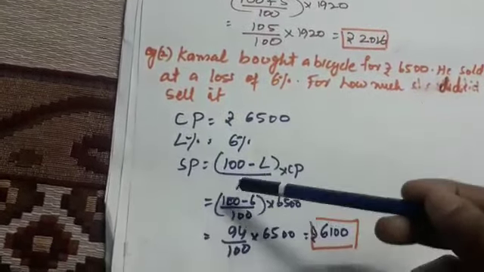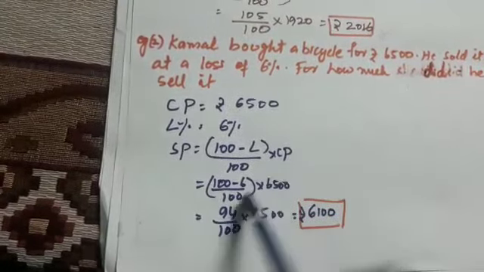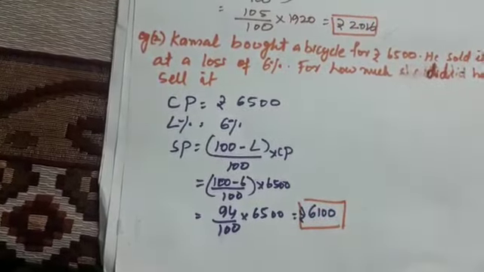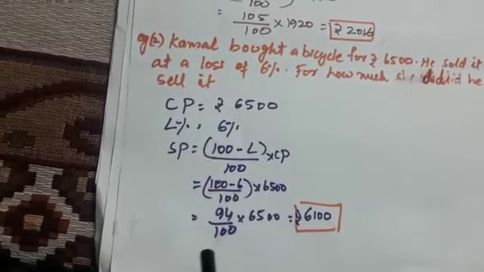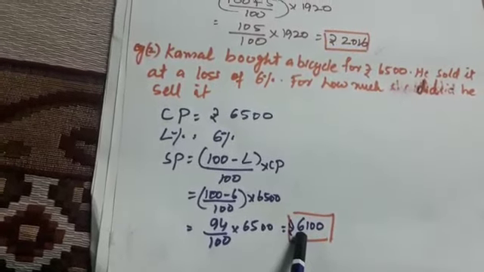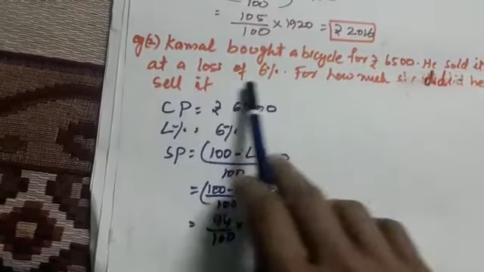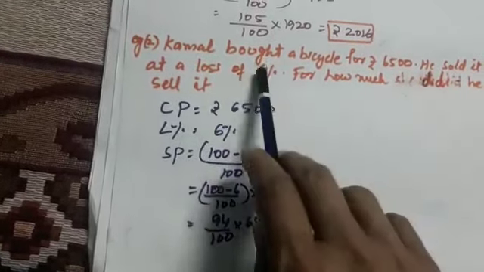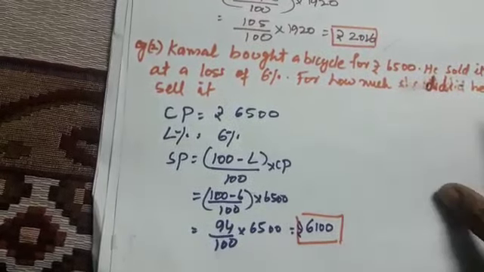On application, (100 minus 6) upon 100 into 6,500. That is 94 upon 100 into 6,500. On simplification, you get 6,100 rupees. That is, the selling price of the bicycle is 6,100.